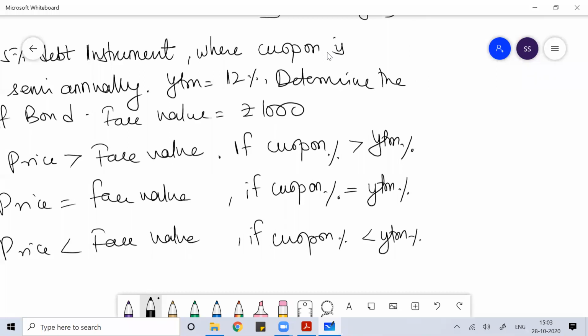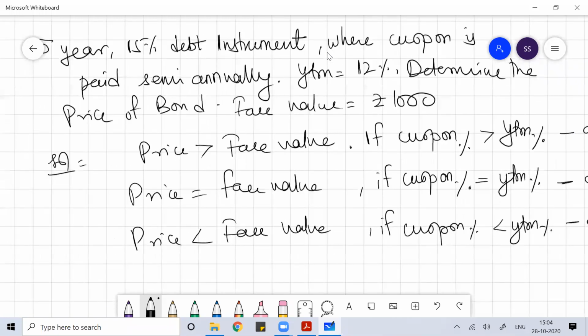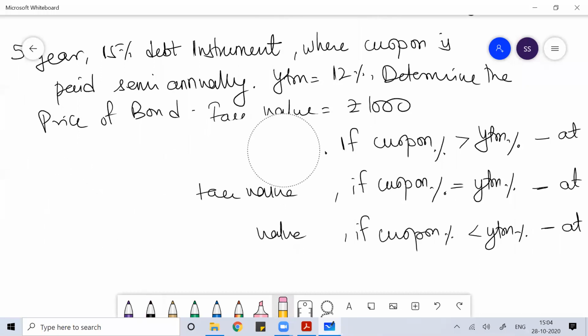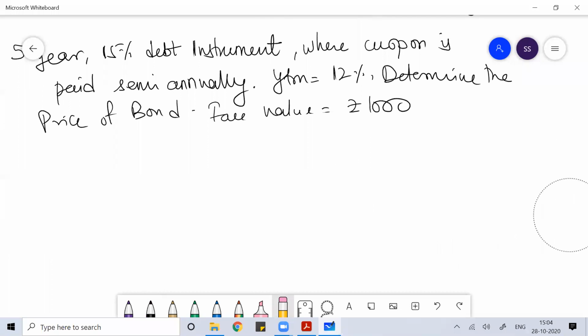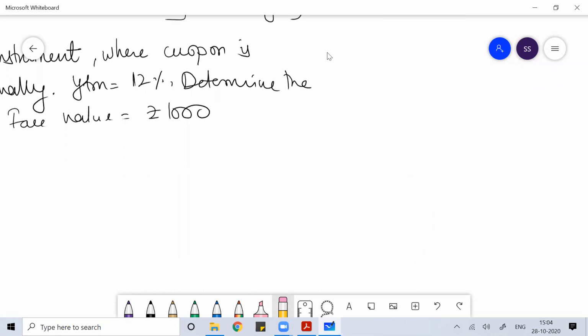If the price is more than face value, it means the instrument is issued at premium. If the price is equal to face value, the instrument is issued at par. If the price is less than the face value, the instrument is issued at discount. I hope you can understand this logic to solve the problem. Imagine if I ask you this question: to find the answer, what will you do?